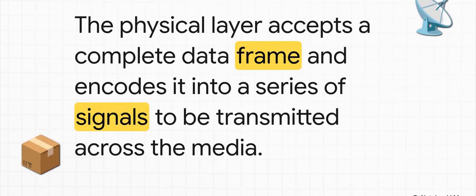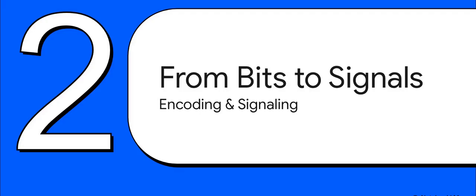So here's the deal. The physical layer's main job is to take a complete package of data. It's called a frame. Think of it like a digital envelope with your message inside and translate it. It has to translate it from the language of software into the language of physics into a series of signals that are ready to be sent out into the world. So how does it actually do that? Well, it really comes down to two key jobs that are super related: encoding and signaling.